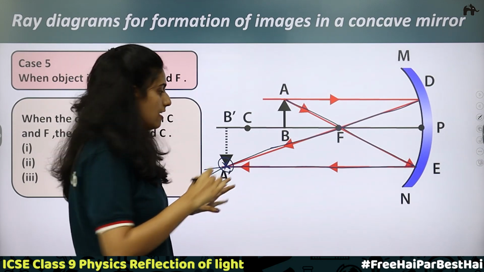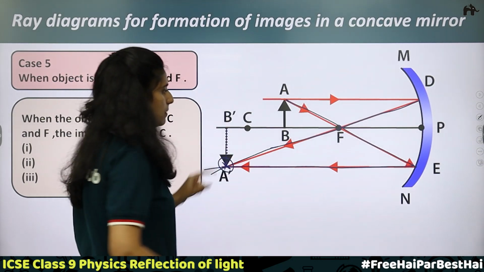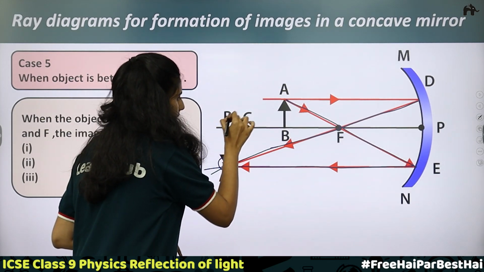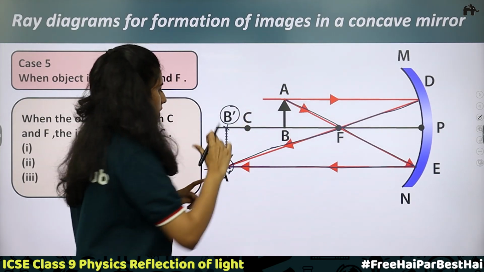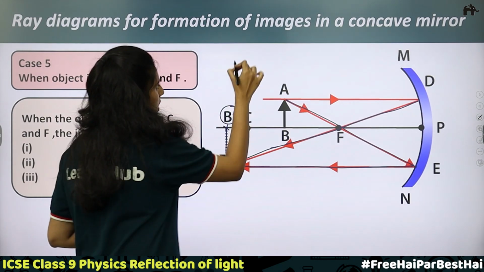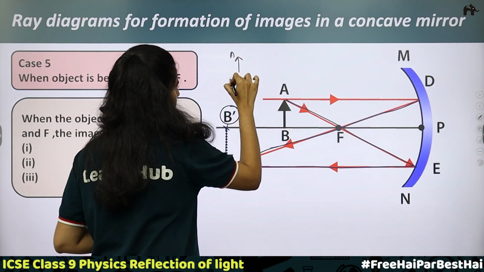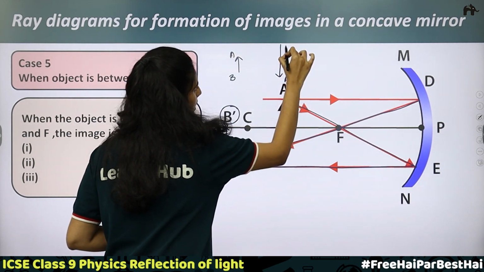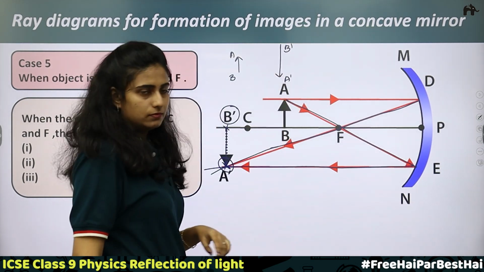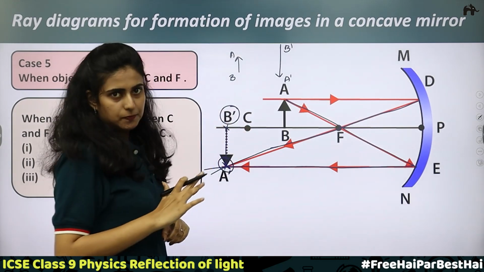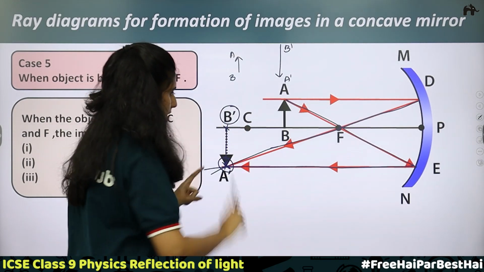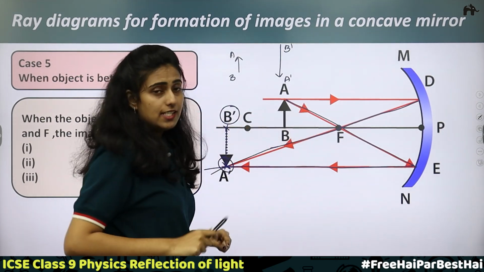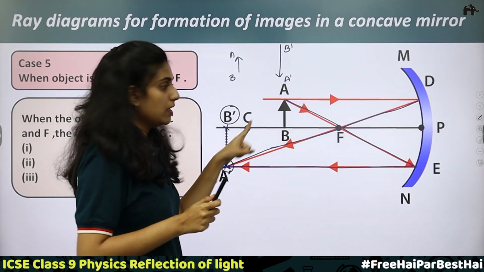Mark this point of intersection as A dash. From there, draw a perpendicular to the principal axis. Mark the point as B dash. So we have obtained the image. AB is the object and the image is B dash, A dash. So here you can see when the object is between the center of curvature and focus, the image is formed beyond C, behind C.